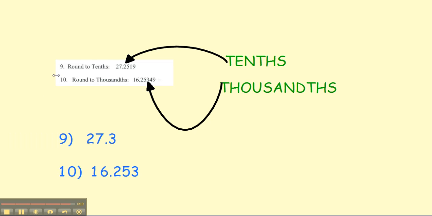in number 9 on test 1, they say round to the tenths. The tenths is right here next to the decimal. And so your next number is what you're looking at, the 5. If it's 5 or above, you want to round up. So number 9's answer should be 27.3. If you look at number 10, it says round to the thousands.